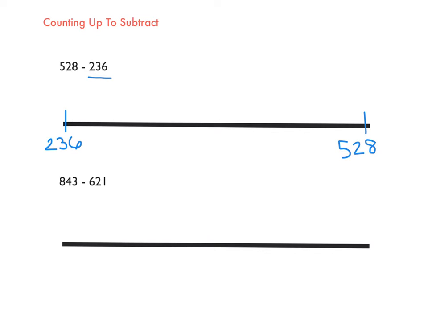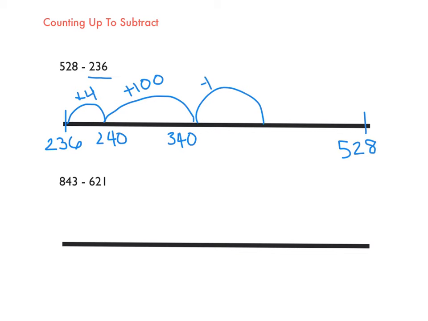So, the first thing we're going to try to do is get 236 to an easy number we can work with. So, if I added 4 to 236, it now becomes 240. Okay, now that's easier to work with. Now, let's see how many hundreds I can add here. So, 240, if I add 100, I will get 340, another 100, 440. Now, if I added another 100, I would go above 528, so we don't want to do that.